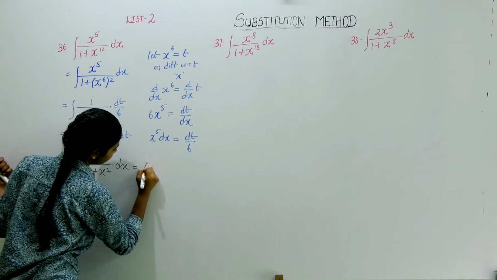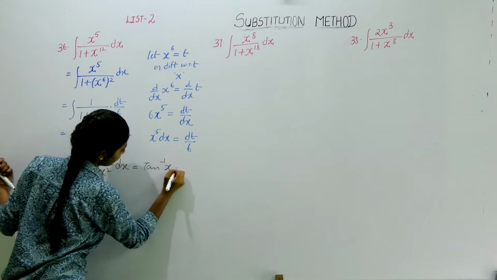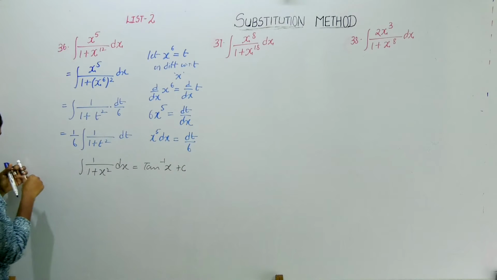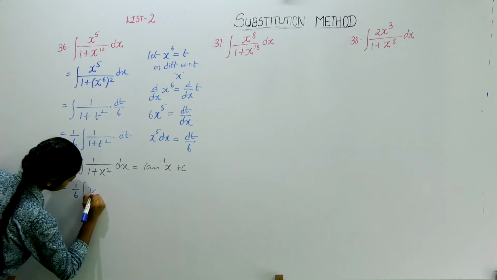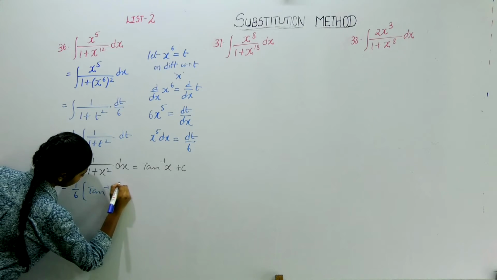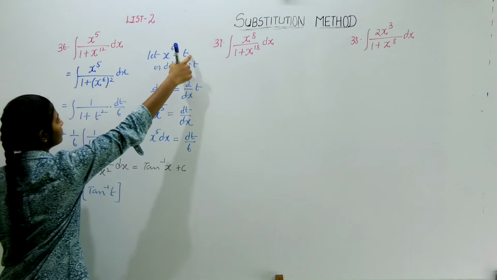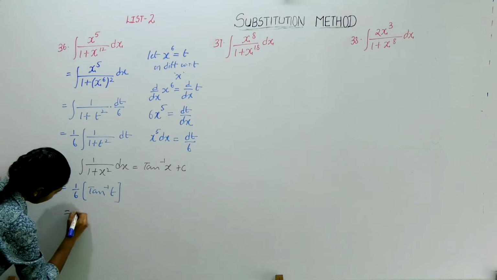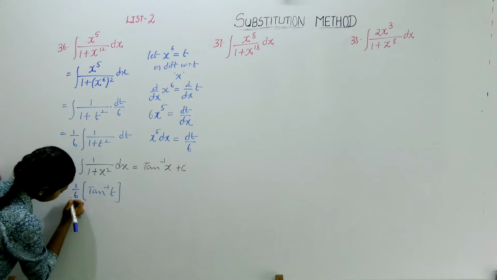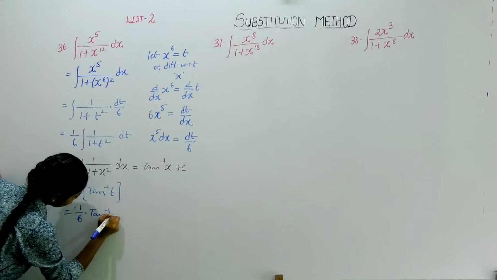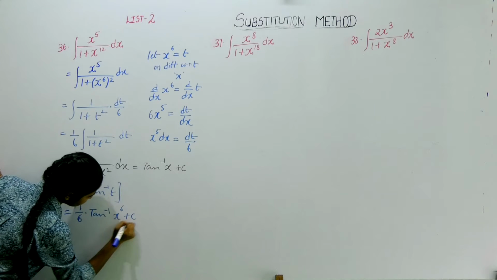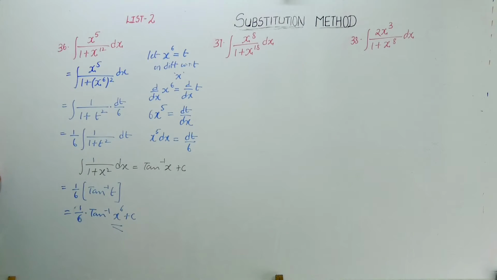It is equal to tan inverse of x plus c. When we substitute the formula, we have 1 by 6 into tan inverse of t. What is the value of t? It is x power 6. So 1 by 6 into tan inverse of x power 6 plus c. This is the final answer.